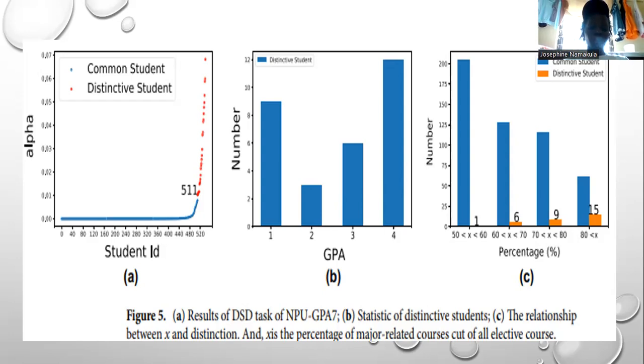Figure 5B reveals that GPA alone is insufficient for students' evaluation, as distinctive students comprise individuals with varying GPAs, and 5C is indicating distinctive students with common students as blue bars. Orange are the distinctive students, and blue are the common students. You can see 6, 9, 15, and 1 were the distinctive students, and these were the major subjects. In this scenario, they compare the major subjects of distinctive students with the common students.